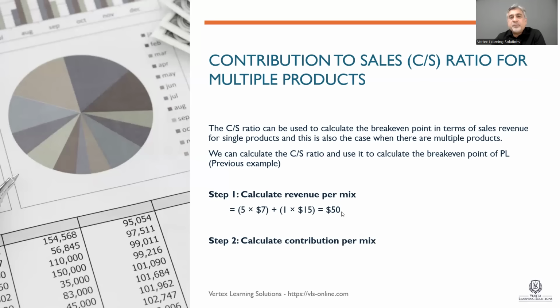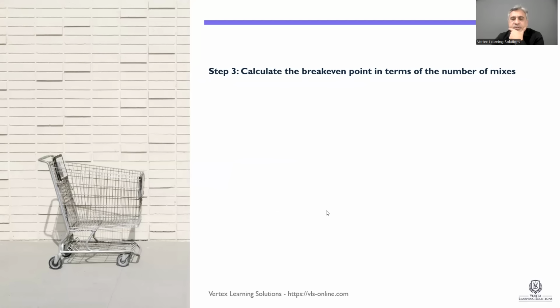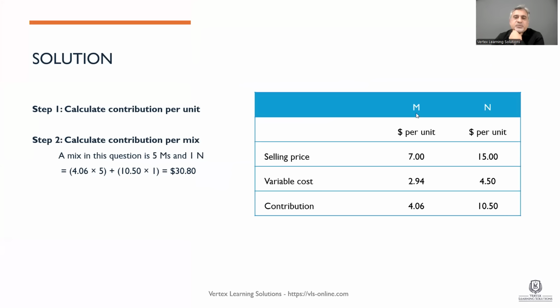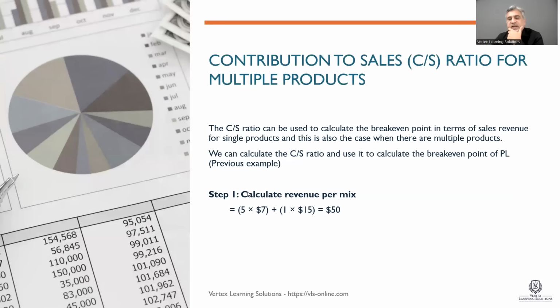Then you calculate your contribution per mix. So contribution per mix was 30.80. We calculated this before. How was it done? I remember 5 multiplied by 4.06 and then 1 multiplied by 10 point something or so on. 30.8 we calculated before. You want to see, I go back. Where did we calculate contribution from the mix? This was the contribution of 1 unit of M, 1 unit of N, and then 5 M's and 1 N together made 30.8. So this is the same contribution per mix which we are going to use here. So we say that we have got contribution per mix, which is 30.8.